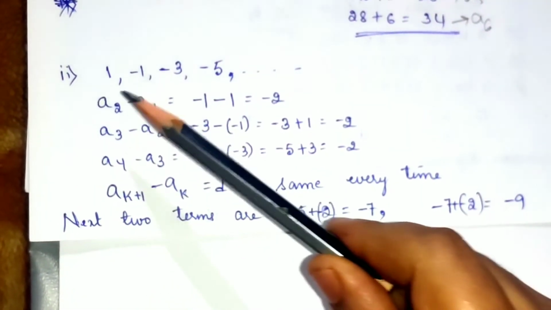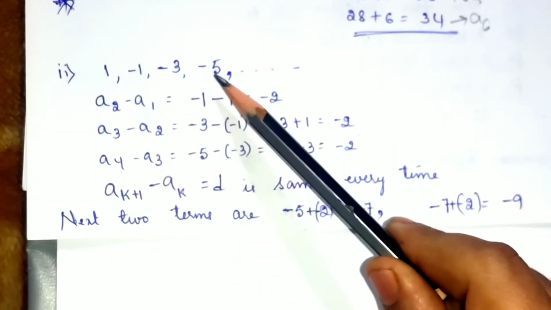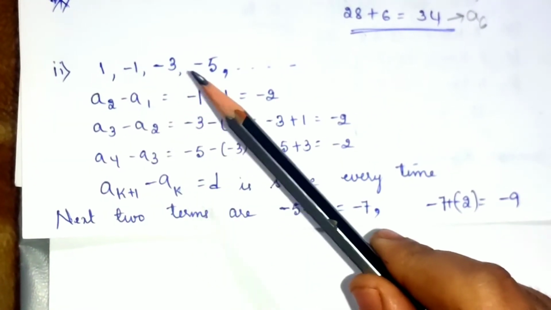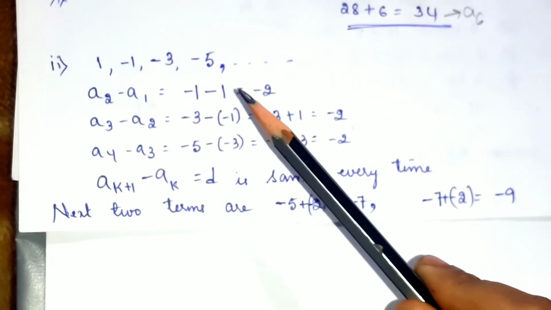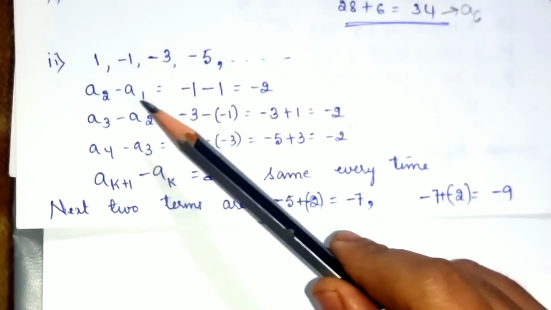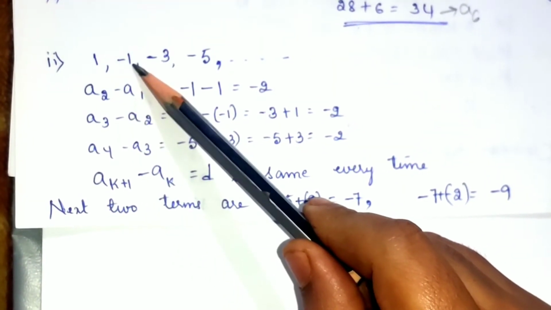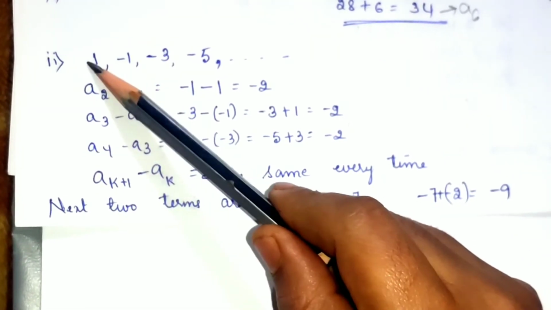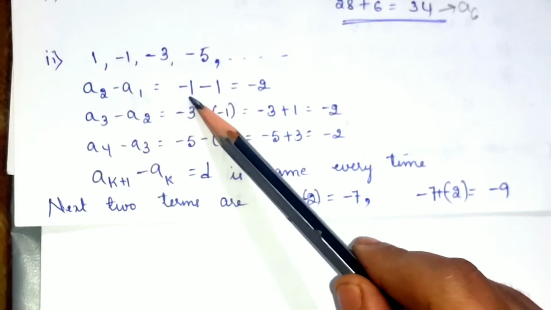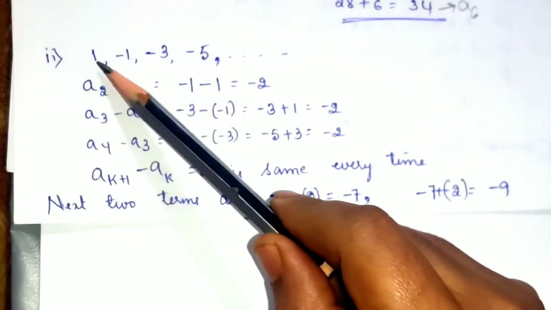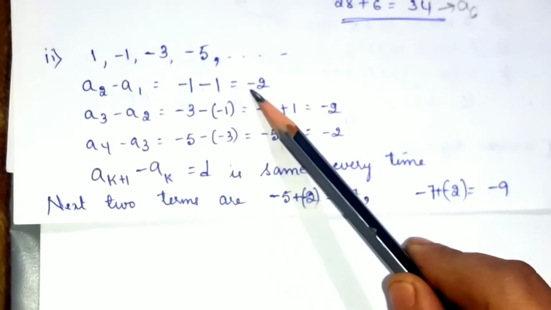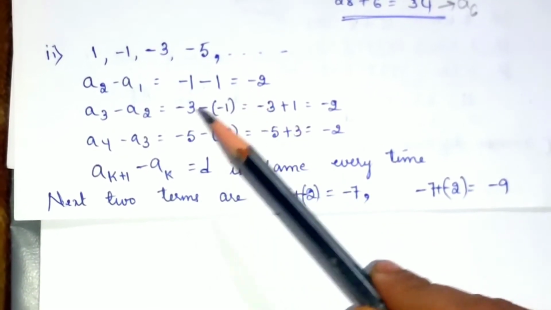The question is 1, minus 1, minus 3, minus 5 and so on. Here again, first you have to confirm whether the given pattern is in AP or not, arithmetic progression or not. Then the main thing is to find the common difference. Subtract A2 minus A1, second term minus first term. Now second term is minus 1, minus first term is 1. Now since minus minus, you have to add and keep the negative sign.